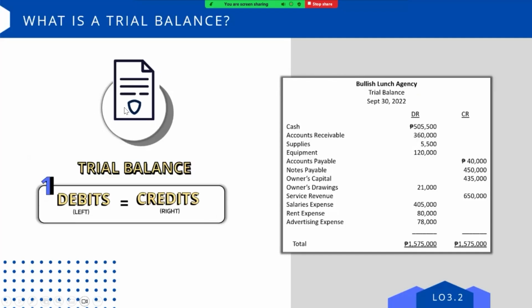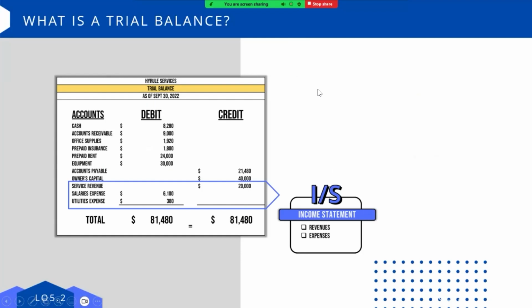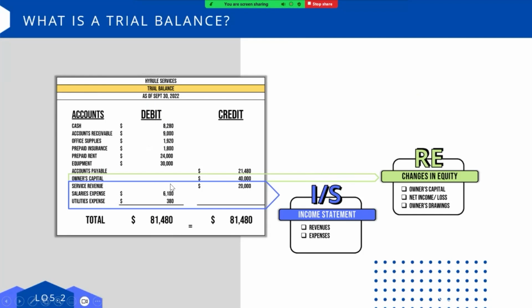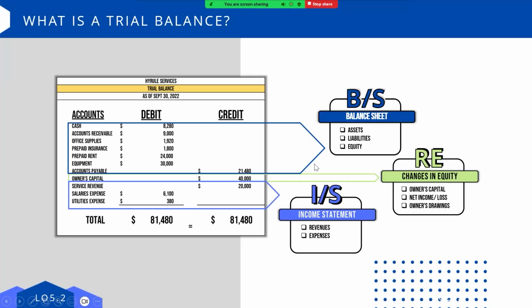So therefore, in essence, the trial balance is all about making sure that your debits equal your credits. So again, with your trial balance, you can get your income statement by looking at your revenues and your expenses. You can get your changes in equity by looking at your owner's capital and owner's drawings. And then you can get your balance sheet by using the asset and the liabilities portion. So basically, that would be halfway of what we want to achieve in terms of adjusting the accounts and also the recording process, right? So that would be two things: knowing how to create your journal entries and also knowing how to post and create your trial balance.